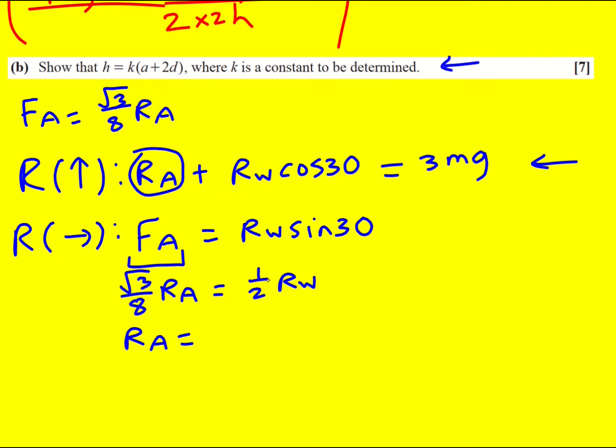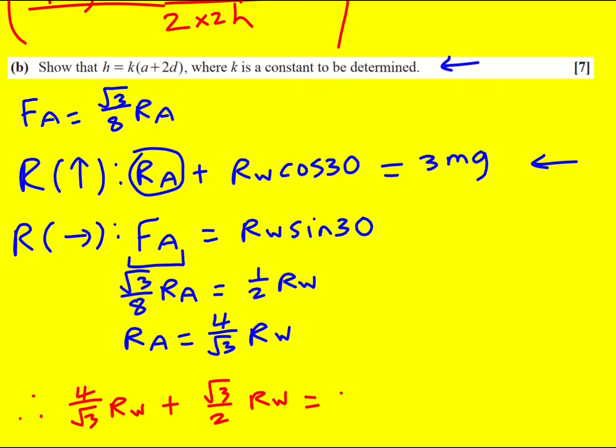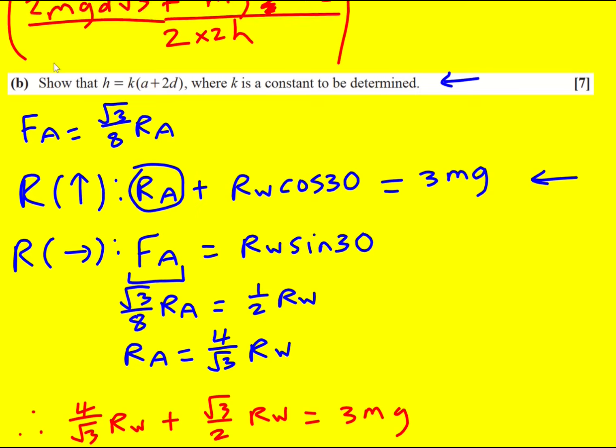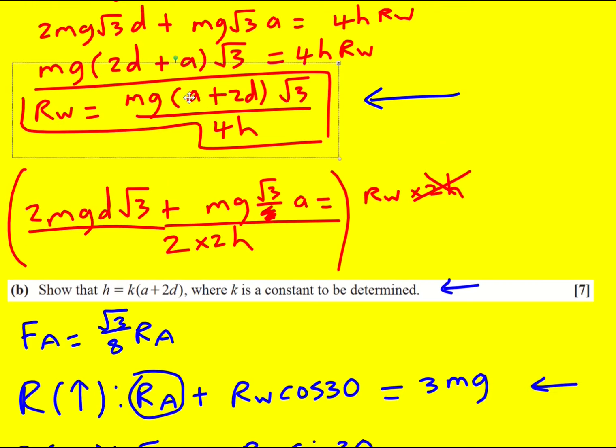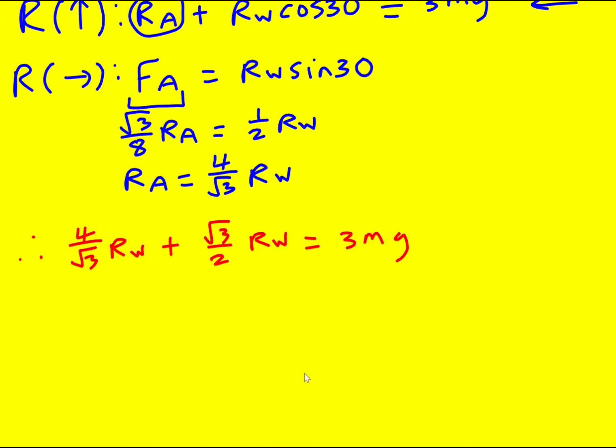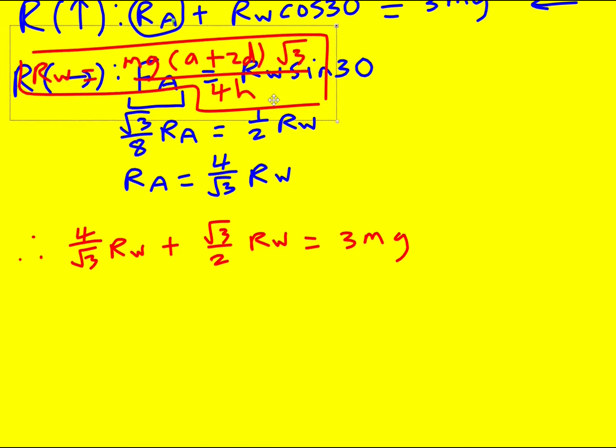So I just need to make Ra the subject. So I can times through by 8 and divide through by root 3. It's going to be 4 root 3 Rw. And therefore, 4 root 3 Rw plus root 3 over 2, because that's cos 30, Rw is going to equal 3mg. Now, it might be very tempting at this point to substitute in for this, but I just urge you not to yet. Let's sort the fractions out before we do.